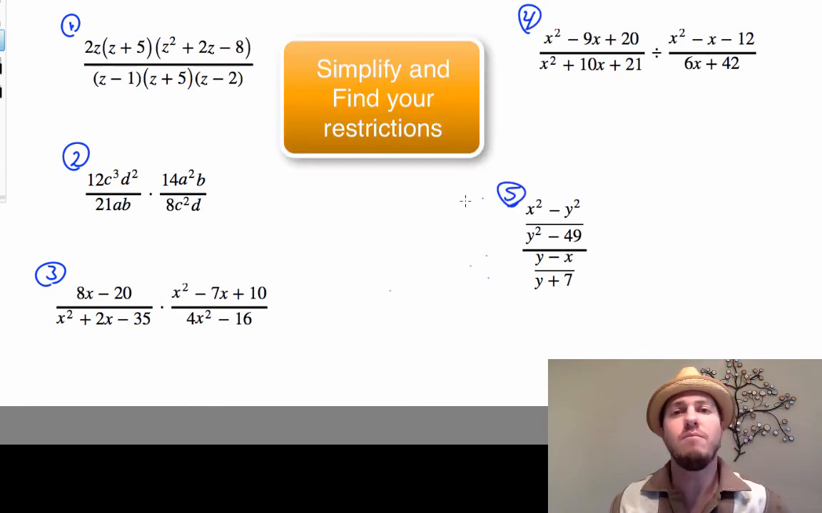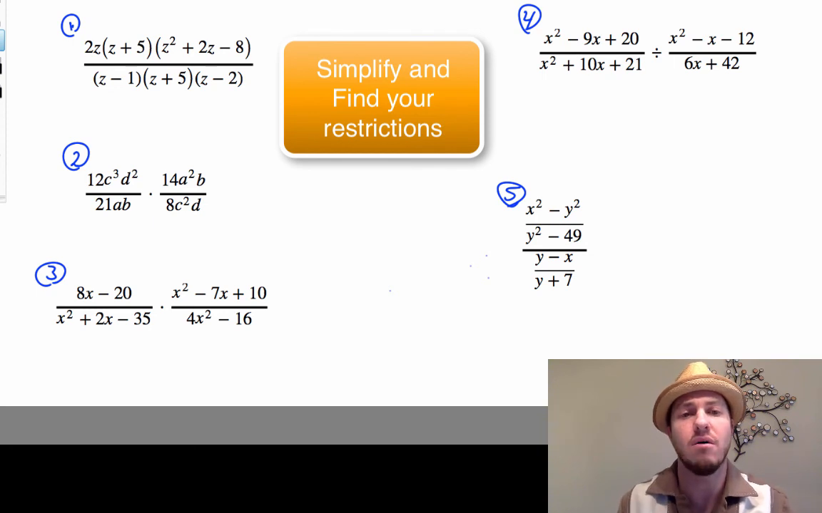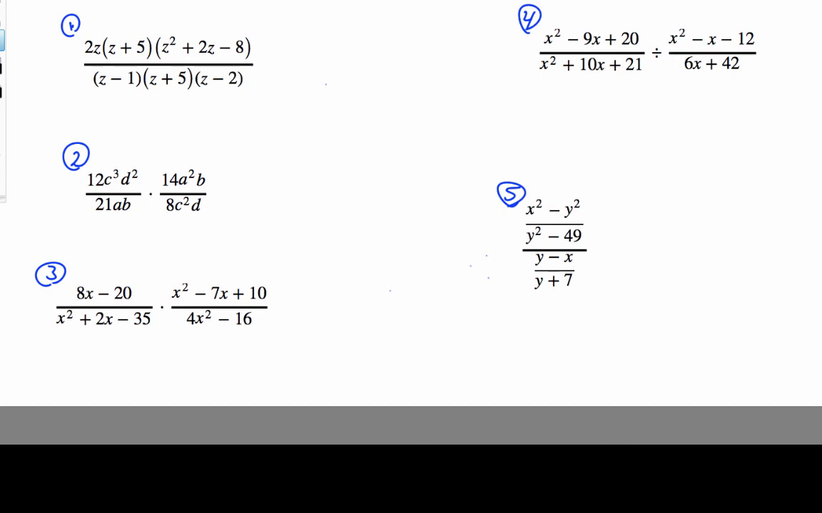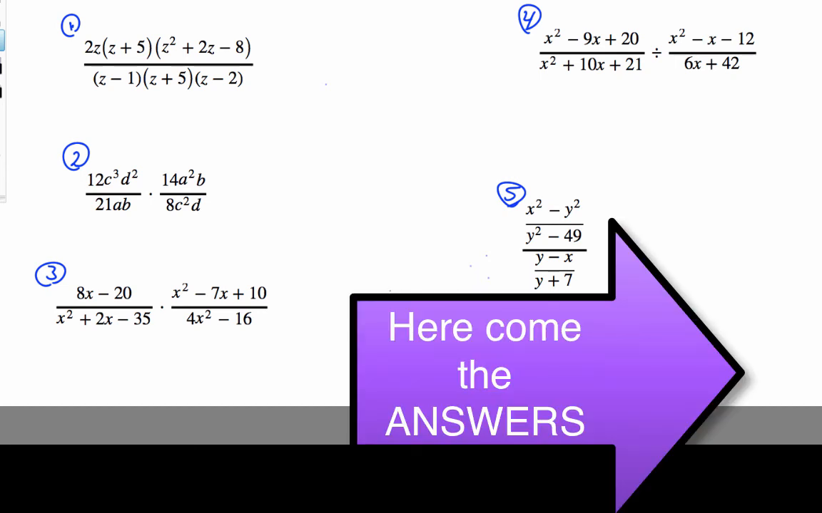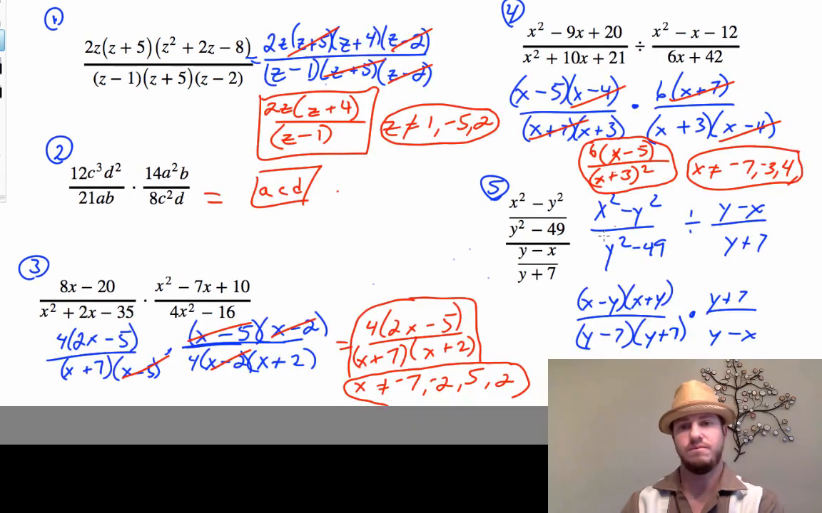All right, go ahead and pause it and try these 5, and I'll have the work set out in 5 seconds. Okay, so I have the work here. I'm just going to quickly, they factor out, things cancel out, your restrictions are labeled as well. So you have your answers here. If you have questions on any of these, you can ask me in class.